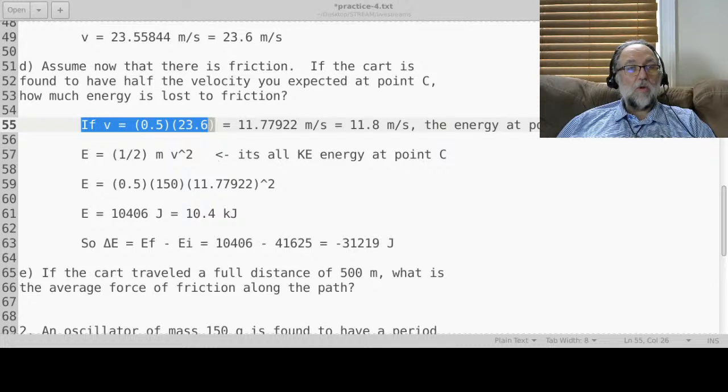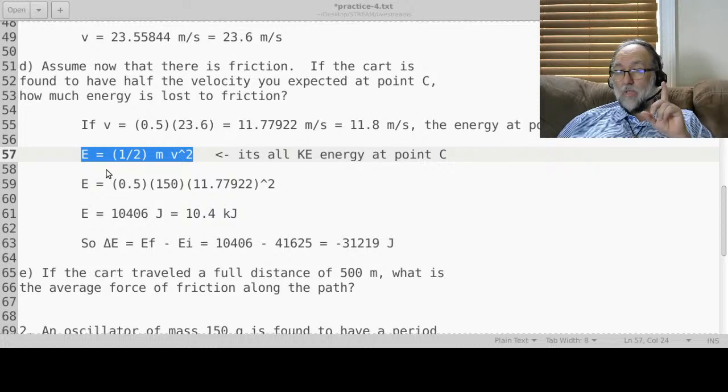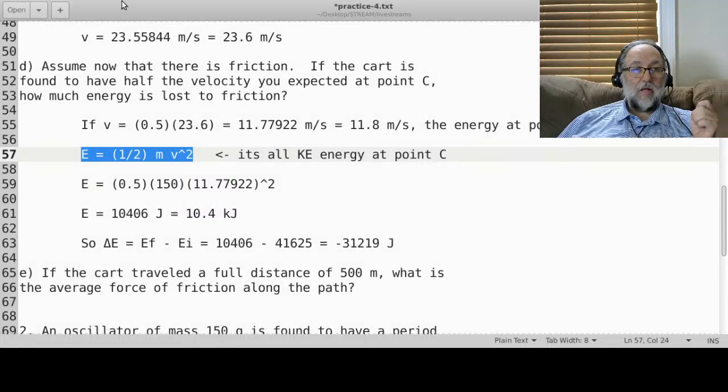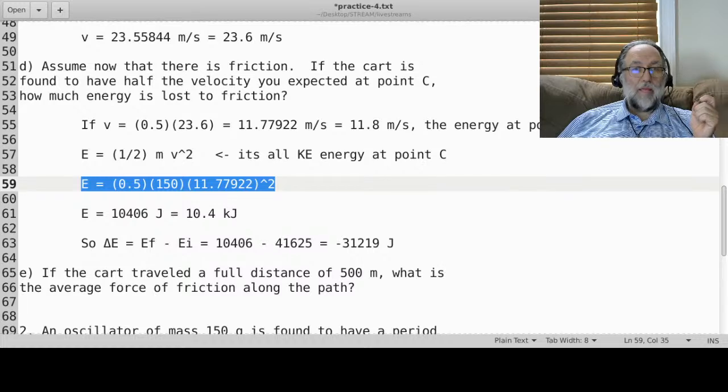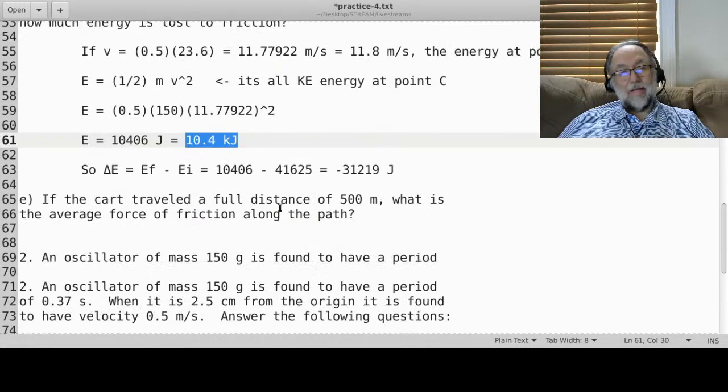Okay, so here we are at this equation, and we don't know the energy now. It's not the same energy as before, because some of that energy got converted into heat. So don't say E is equal to that 41.6 kilojoules. We don't know what it is. But we do know the velocity now and we know the mass, so we can calculate the new energy. Plugging in the new velocity right here, and of course the mass is the same as before, we get that the energy at point C now with friction is 10,406 joules, or 10.4 kilojoules. And so yes, energy was lost.